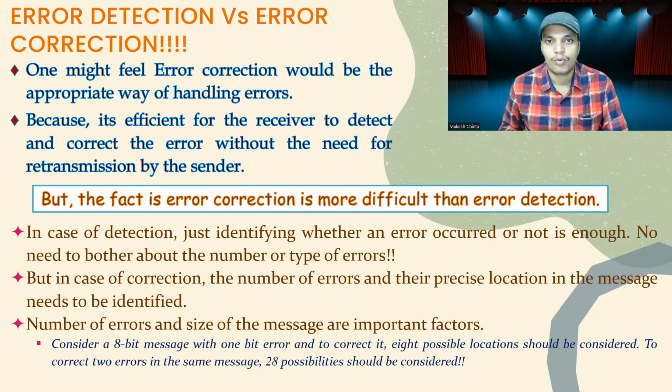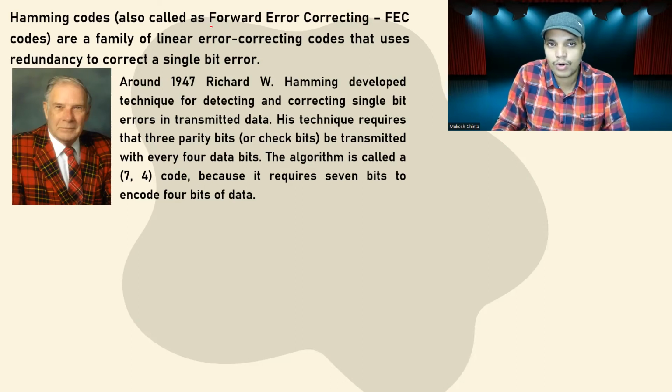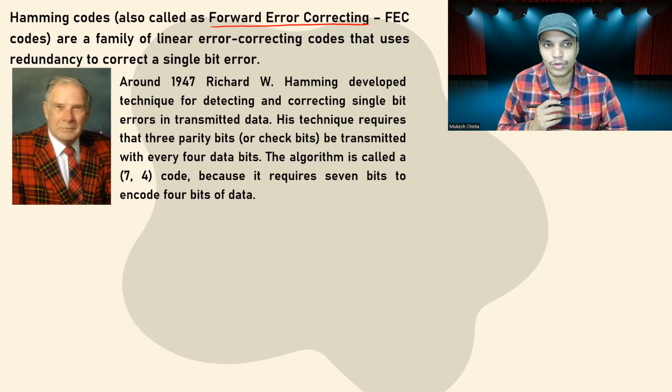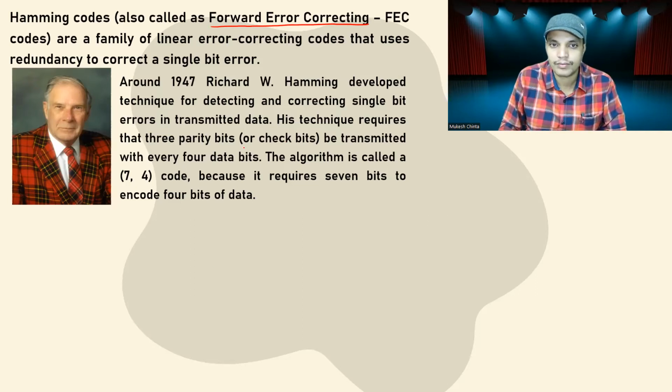Now, let us talk about one of the prominent codes that we use for error correction, which is called the Hamming code. The other name for the Hamming code is forward error correcting, or FEC, codes. These are a family of linear error correcting codes that use redundancy to correct a single bit error. Around 1947, the great man Richard W. Hamming developed a technique for detecting and correcting single bit errors in transmitted data. His technique requires that 3 parity bits or check bits be transmitted with every 4 data bits.